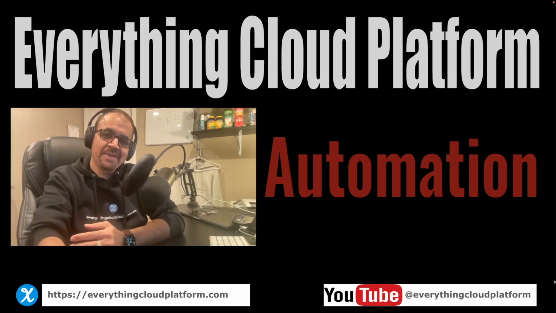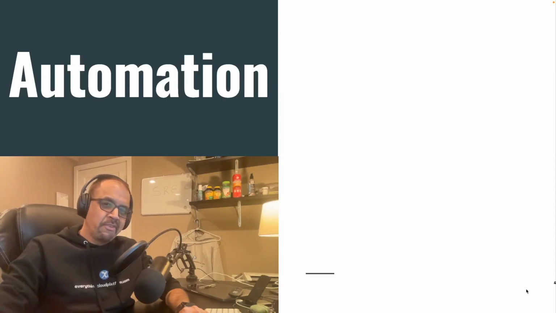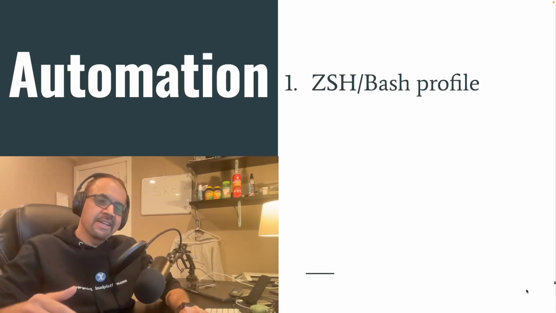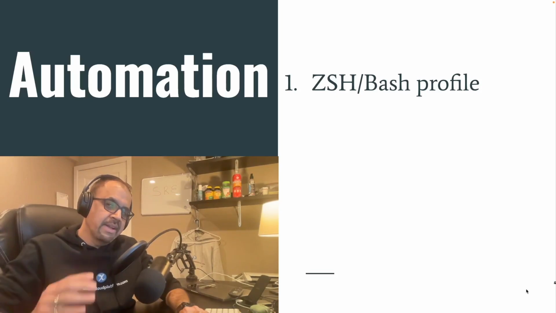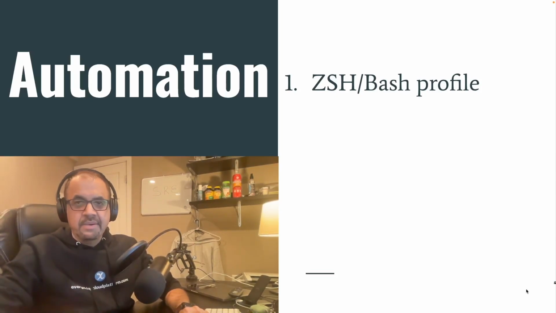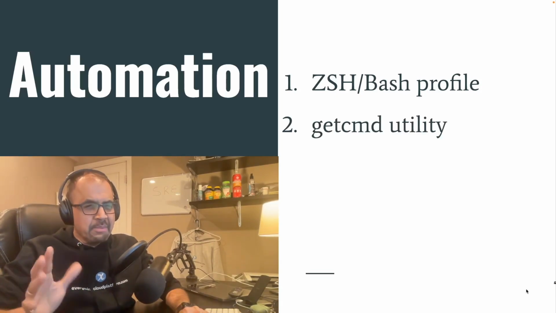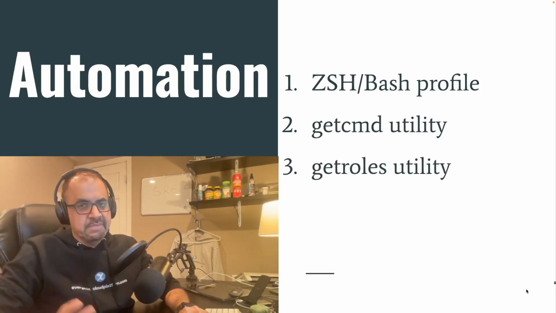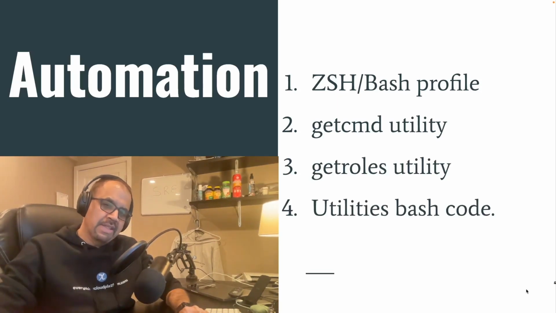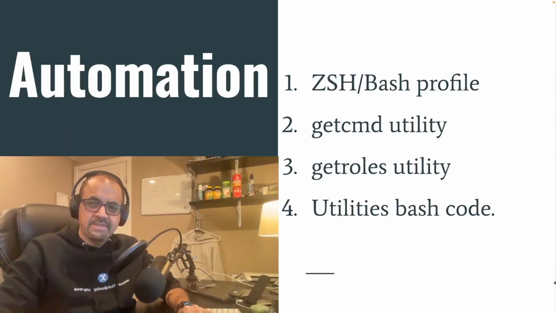So let's dive in. Here is the agenda we'll be following in the session today. We'll look at my ZSH profile. That'll give you some ideas on how you can get your bash profile, ZSH profile, whatever is applicable, structured. We'll look at a couple of utilities. getCMD is one of them. The second one is getroles. We'll then look at the bash code for powering these 2 utilities. That'll give you an idea on how to go about writing some quick automation for your needs.